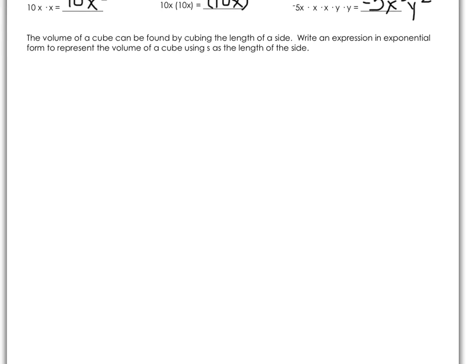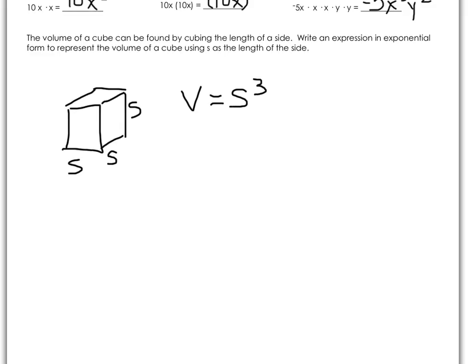The volume of a cube can be found by cubing the length of a side. Write an expression in exponential form to represent the volume of a cube using s as the length of the side. So we have a cube, and a cube has 3 dimensions, and they're all the same. So the volume of a cube can be found by cubing. How do you cube something? You raise it to the 3rd power.